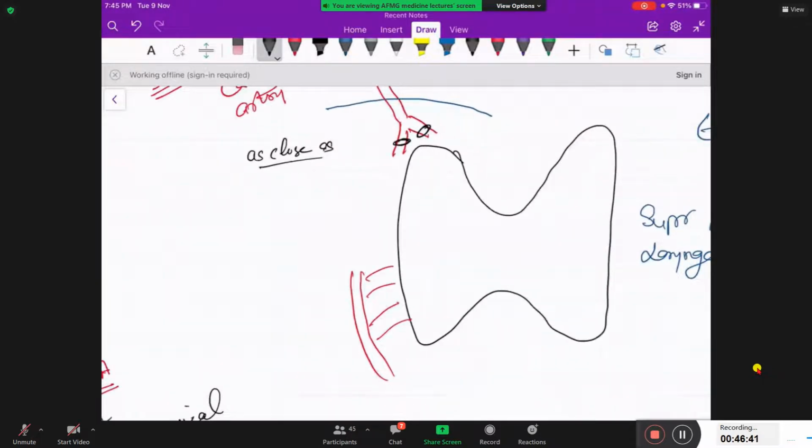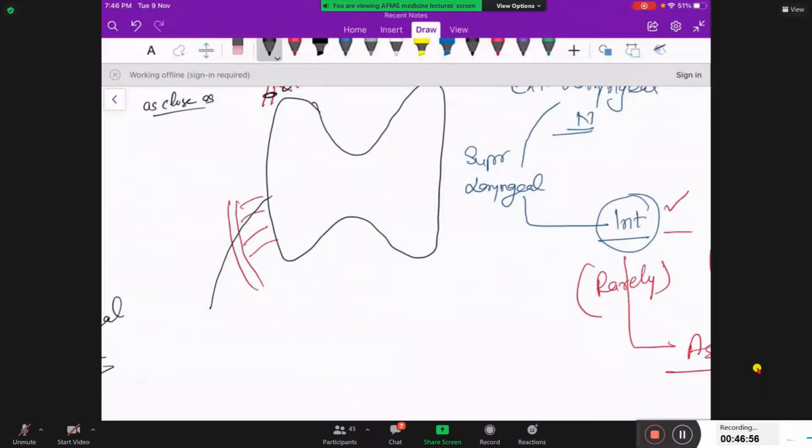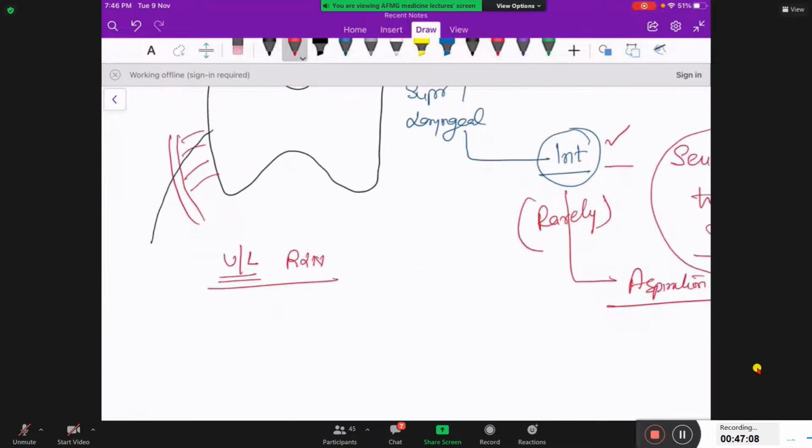Then comes the nerve related to inferior thyroid artery. The nerve related to inferior thyroid artery is the recurrent laryngeal nerve. And you all know that recurrent laryngeal nerve supplies all the muscles of the larynx except cricothyroid. So if there is a unilateral injury to the recurrent laryngeal nerve, very common question, what will be the problem?